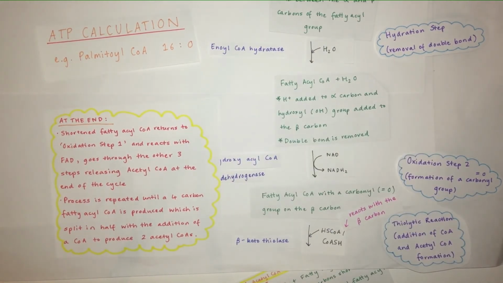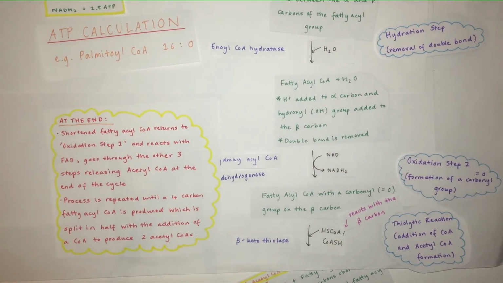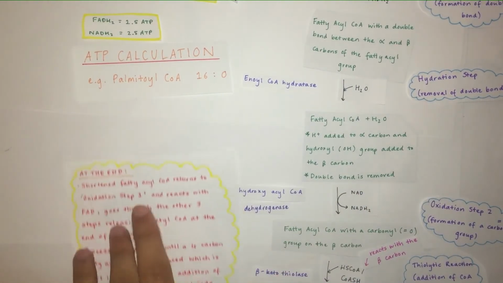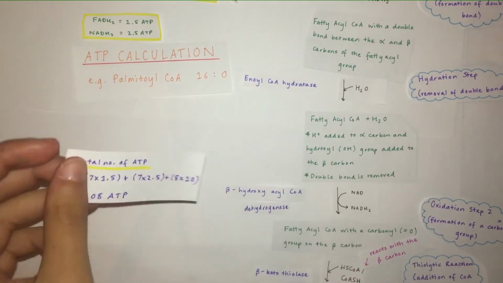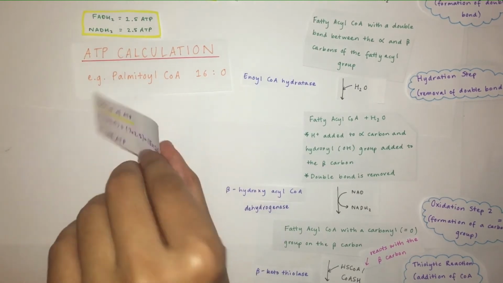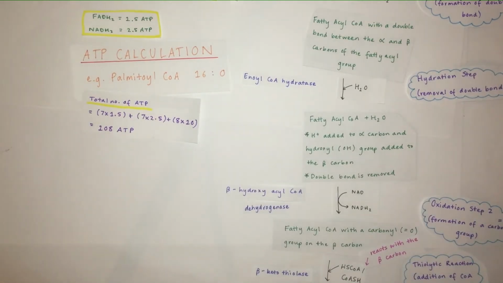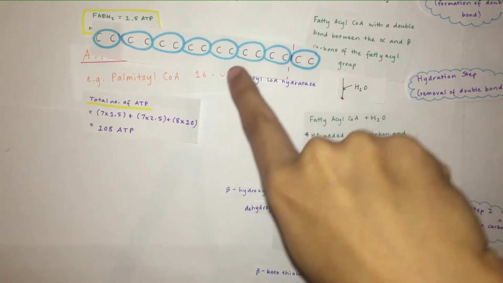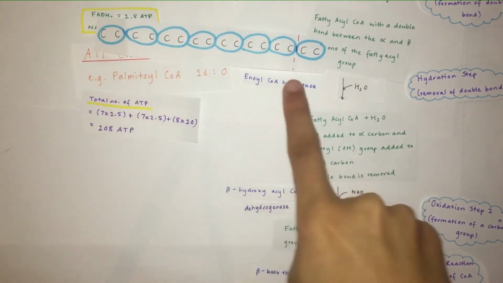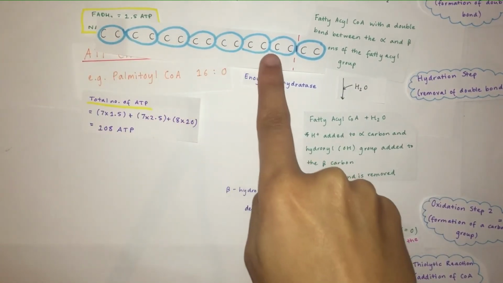So what we're going to do is recall that an FADH2 equals 1.5 ATPs and an NADH equals 2.5 ATPs. And now we're going to go through the total number of ATP. What I do is count how many FADH2 there are. So there's 7, and you can see that because we've got our 16 carbons here. So we've got 1, 2, 3, 4, 5, 6, 7 times. So it's going to go through the steps 7 times, so we're going to have 7 FADH2s.